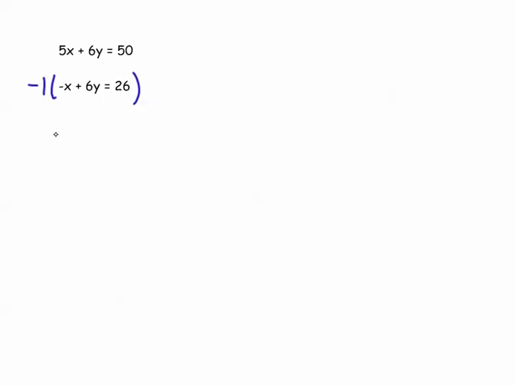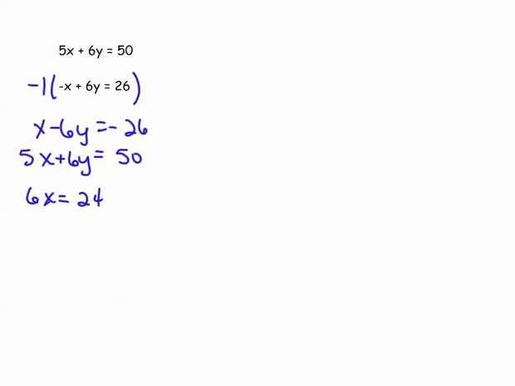So I get positive x minus 6y is equal to -26. I'll go ahead and copy my other equation down below, keeping my like terms lined up, that is. That was 50. So now I have 6x. My y term is eliminated. And I have a +24. If I divide both sides by 6, I wind up with x equals 4.